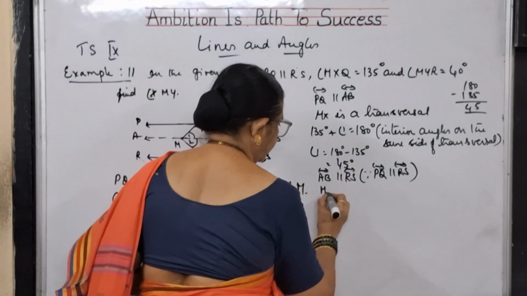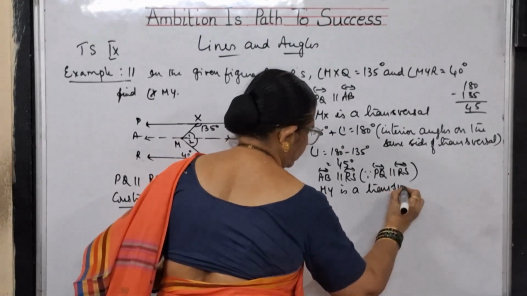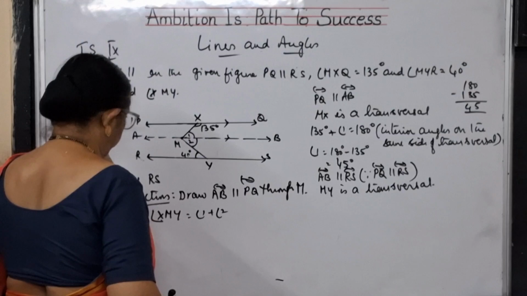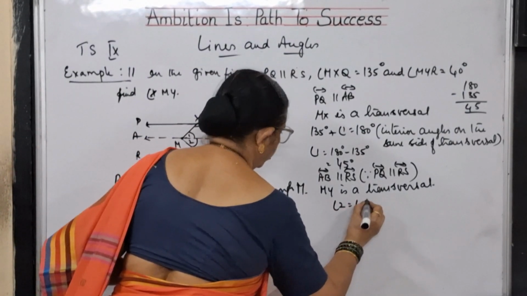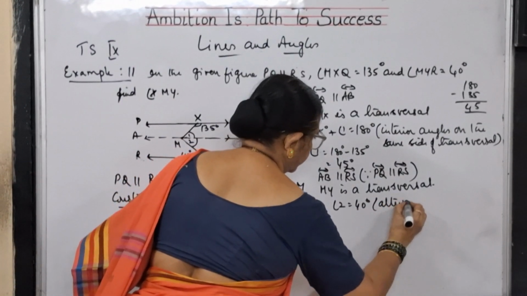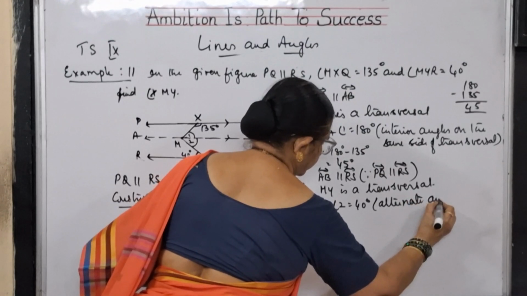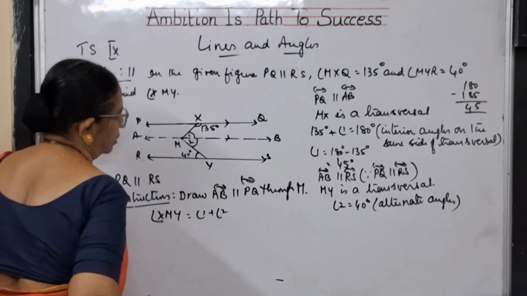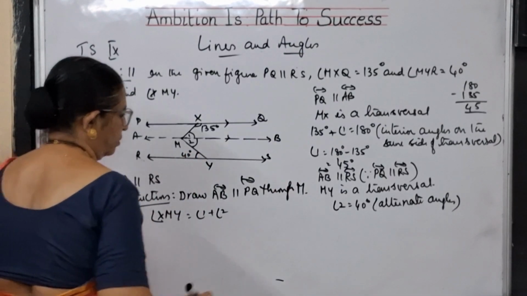MY is a transversal. If it is a transversal, then what you can say? Angle 2 is equal to 40 degrees. They are alternate angles. See children, these two are alternate angles. So, angle 2 is 40 degrees.